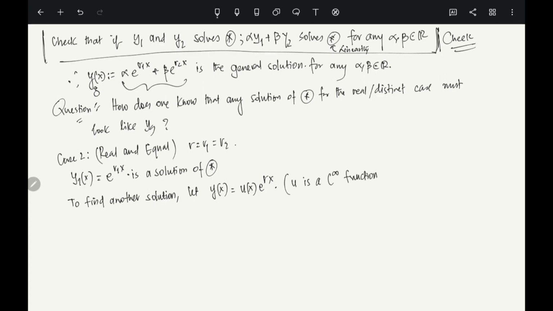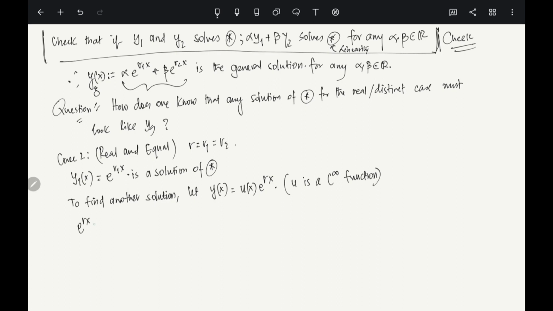So we are trying to find a C infinity function, an infinitely differentiable function, such that y(x) given by u(x) times e^(r x) will also satisfy star. And what is r? r is r1 or r2, whatever you want to call it. If that is the case, then y, y prime and y double prime you can actually calculate, and that will satisfy the equation. So let's put it together.